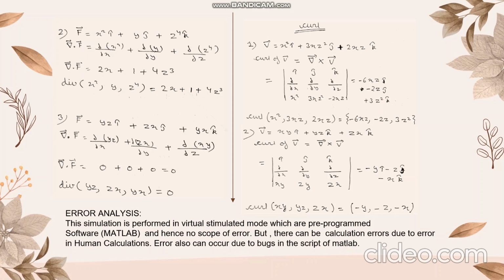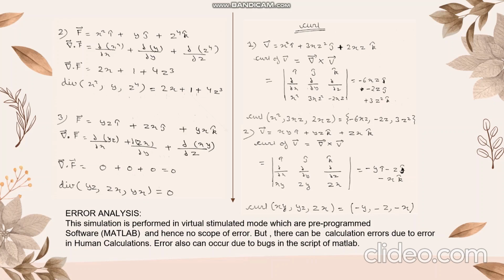Curl: we can see that the curl of vector v is nothing but del cross v, and we can apply here the formula that the curl of v equals the matrix of i, j, k, then the partial derivative operators del by del x, del by del y, del by del z, and then the vector. Here we can see the result that the curl of x square, 3xz, 2xz is equal to minus 6x square, minus 2z and 3z square respectively.